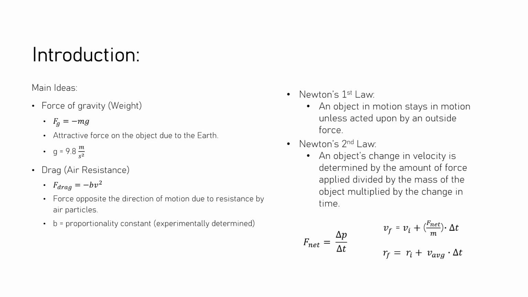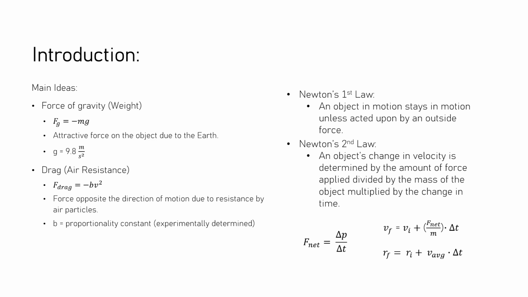So in this experiment, we had to take into account the force of gravity, which is negative mg, m being mass, gravity being a constant, 9.8 meters per second squared, and this is due to the Earth, and then drag, which is negative bv squared. Keep in mind that these are both magnitudes. The directions come into play later. And drag is a force opposite in the direction of motion due to resistance by air particles. And then b is just a proportionality constant, which was found by matching up experimental and observed data.